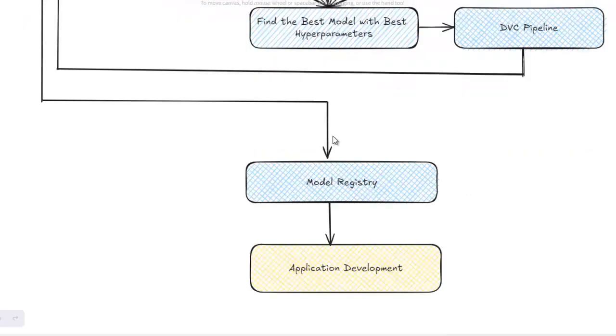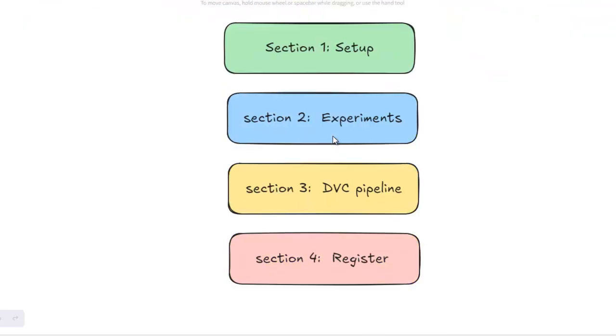I have divided this video into 4 sections that you can see over here. In the first section, we will handle setup related activities for our project. In the second section, we will plan some experiments. In the third section, we will create a DVC pipeline for the best experiment or best model that we found in section 2 during our experiments. Finally, in the fourth section, we will register our best model in the MLflow model registry, which is available on Dagshub, and build the application for our project.